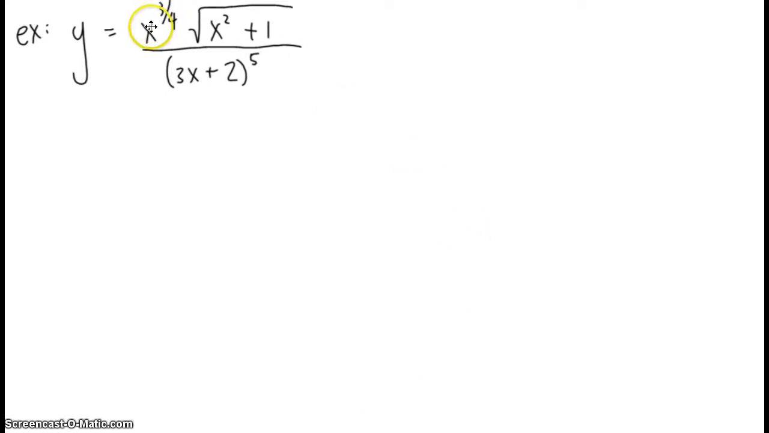What is this? This is x to the 3/4. It's a product rule here. It's the chain rule inside. It's the quotient rule over here with an exponent of 5. So it's another chain rule here. Now that is a lot.